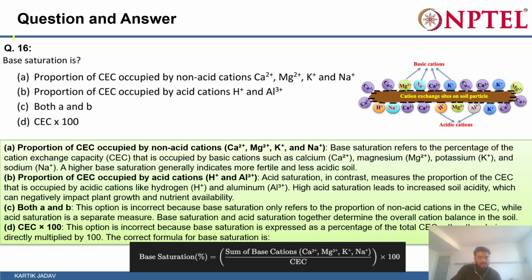Base saturation is generally the sum of base cations divided by cation exchange capacity. So it is the proportion of cation exchange capacity occupied by non-acidic cations like calcium, magnesium, potassium, and sodium.